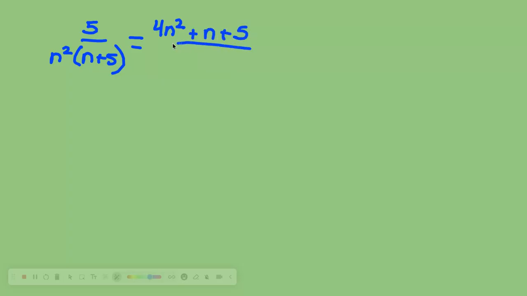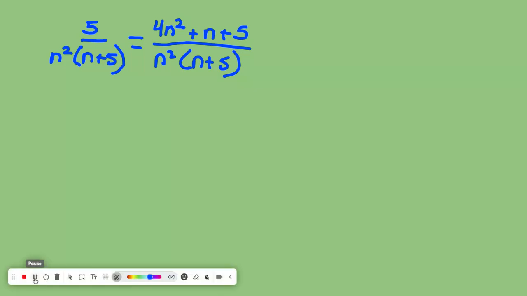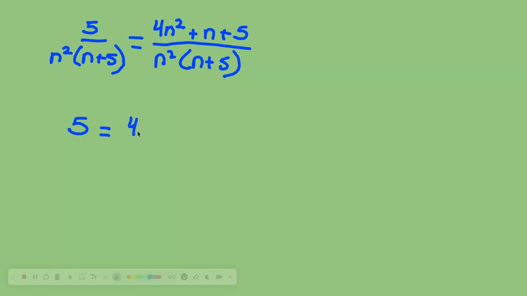Let's write it out. We're going to have on the left side, we had 5, and we already factored that, right? So we had n squared times n plus 5. And then on the other side, we had 4n squared plus n plus 5 all over n squared times n plus 5. Okay, so now we can equate them. In simple terms, it just means now that we can say 5 equals 4n squared plus n plus 5.